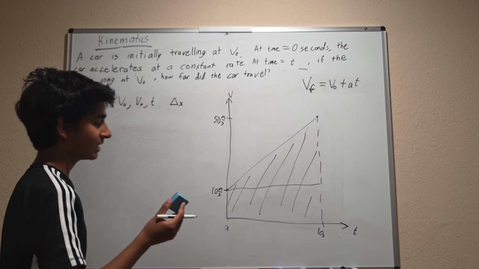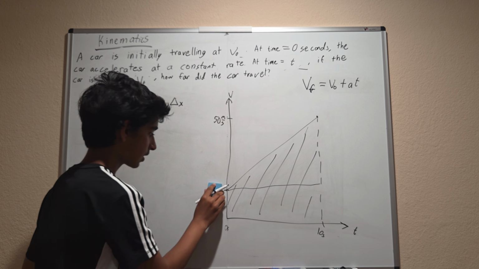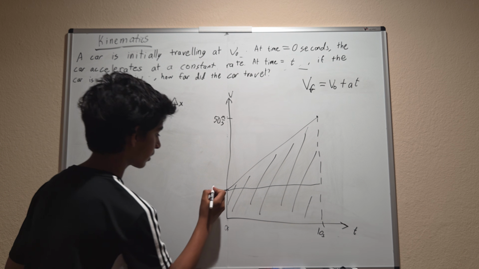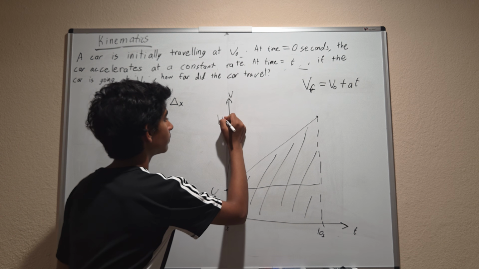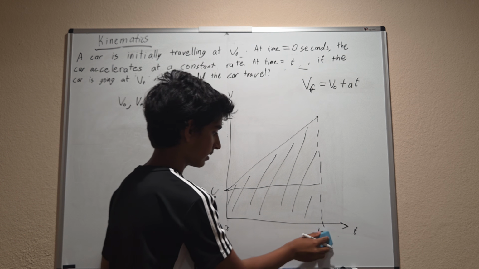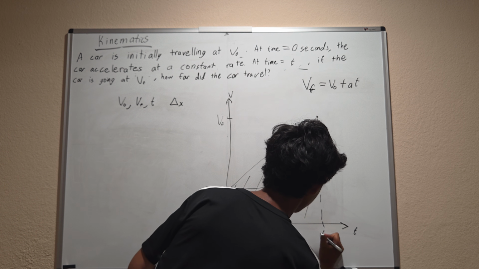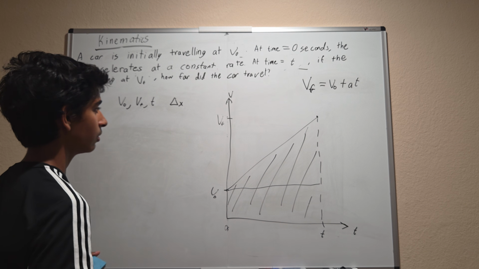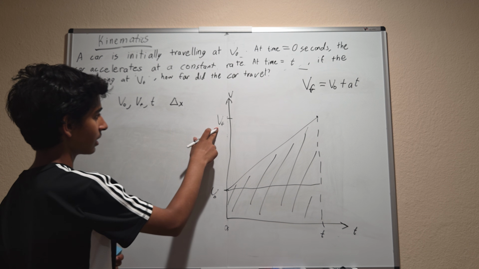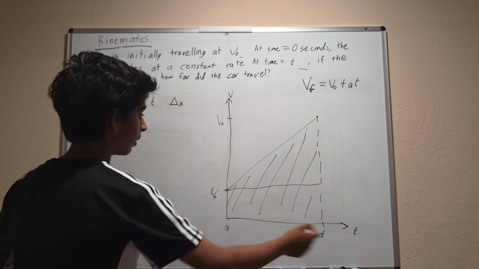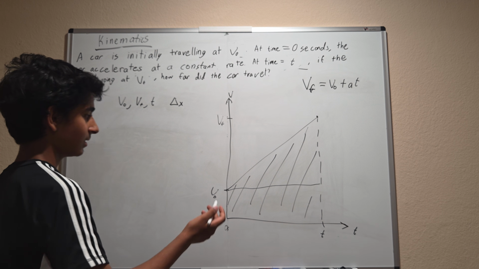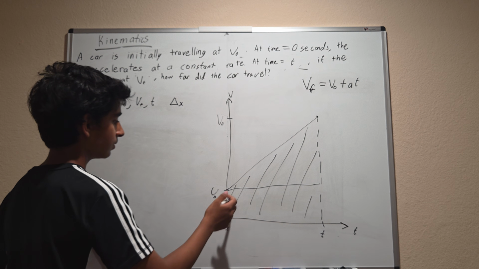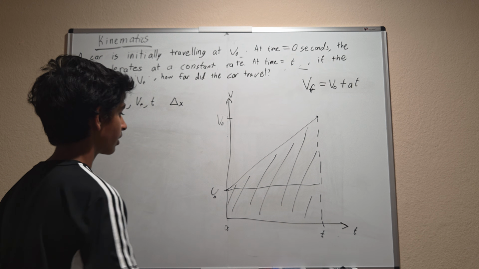Well, we can actually do the exact same technique. So instead of 10 meters per second being the initial velocity, we just call that v0. This is v final. And instead of 10 seconds, it's t. And no matter what initial velocity you have, what final velocity you have, and whatever time you have, it can always be split up into a rectangle and a triangle.